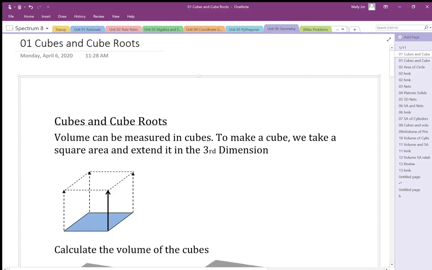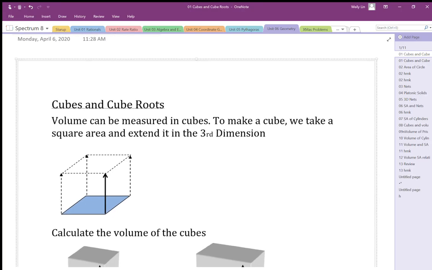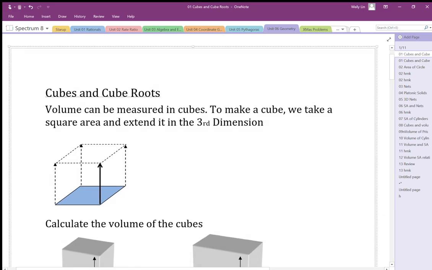So we're starting a new unit. We are basically going to look at taking a cube and cube root of numbers and shapes. So just to start, we want to make sure we understand what cubes and cube roots are.